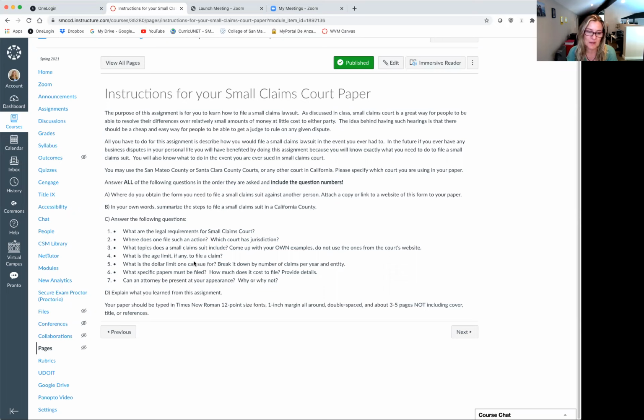What specific papers must be filed and how much does it cost to file? Provide details. Again, of course, the form, and any other papers, contracts. A lot of times cases are about contract disputes. You want to make sure that you include those or have them present. I should have maybe rephrased the question, but have them present when you go to small claims court, right?